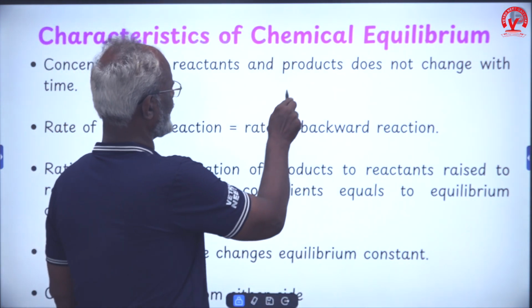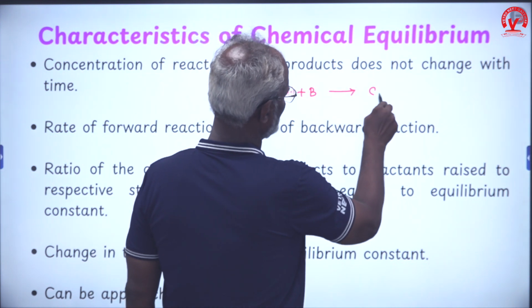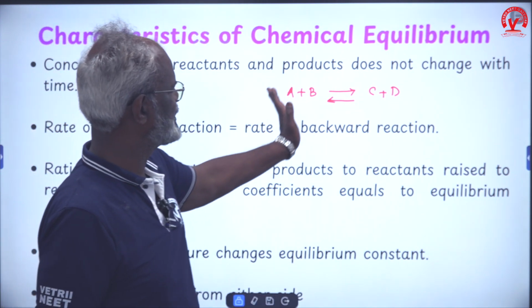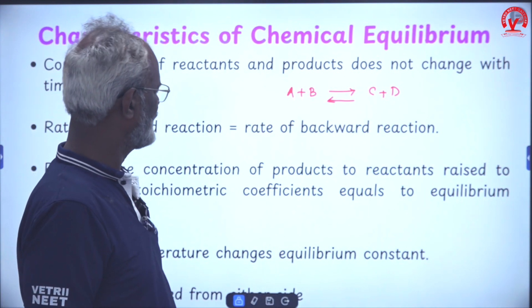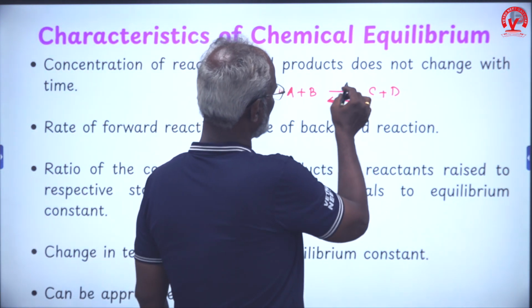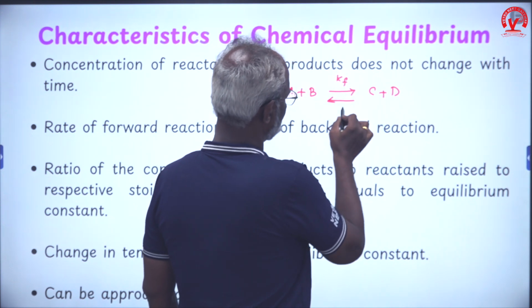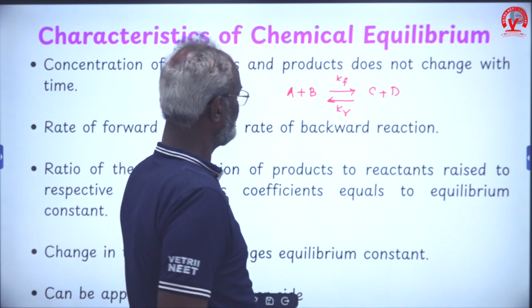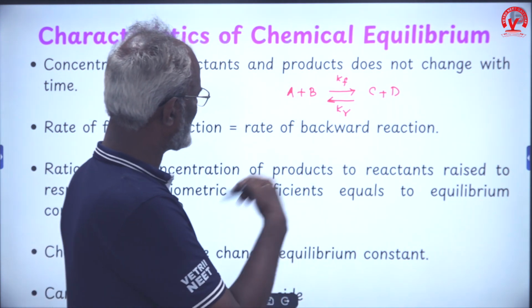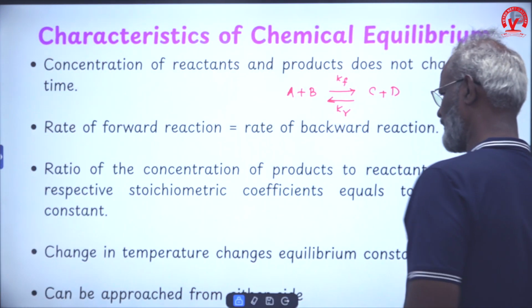We can take a general reaction, A plus B giving C plus D, which is reversible. Here the reactants react to give products and the products give back reactants. We take a simple equation for now. The rate constant for the forward reaction is Kf and the rate constant for the reverse reaction is Kr. The rate of forward reaction is Rf, the rate of reverse reaction is Rr. At equilibrium, the rate of forward reaction becomes equal to the rate of backward reaction.